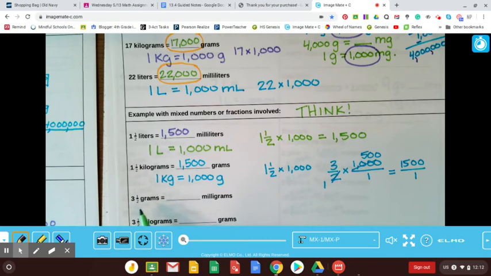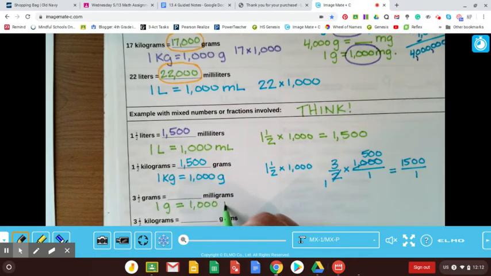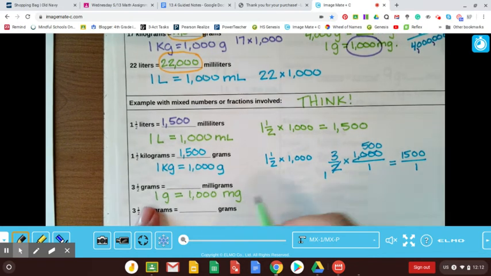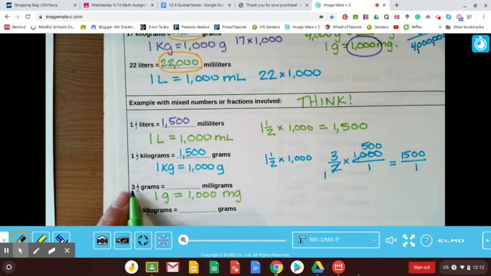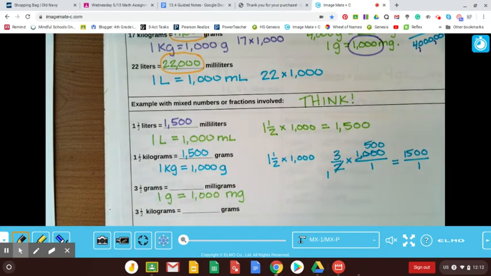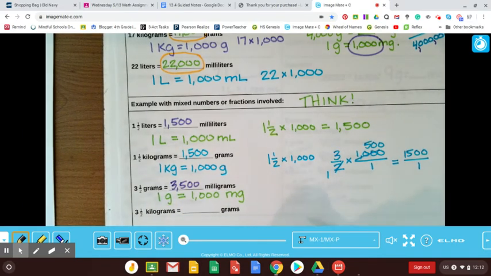All right, 2 more problems. 3.5 grams is how many milligrams? Well, I know 1 gram is going to be equal to 1,000 milligrams. See how it's always 1,000. That's what makes it so easy and quick, right? So I'm just multiplying 3.5 times 1,000. If I wanted to just think about it, I could say 3 times 1,000 is 3,000, and a half of 1,000 is 500. So my answer should be 3,500.